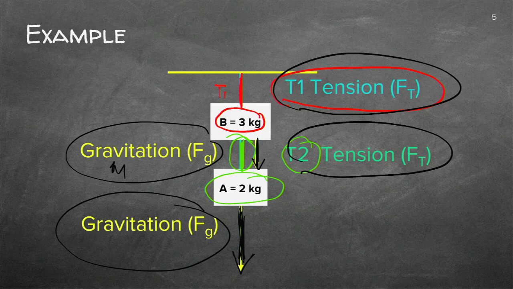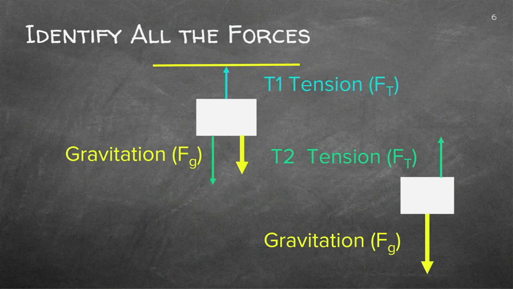Let's have a look. What am I going to do now? I am now going to draw them separately. I'm taking the 3 kilogram apart from the 2 kilogram. Why do we do that? So that we can get the system and actually see if we can substitute some of the values in the other one.